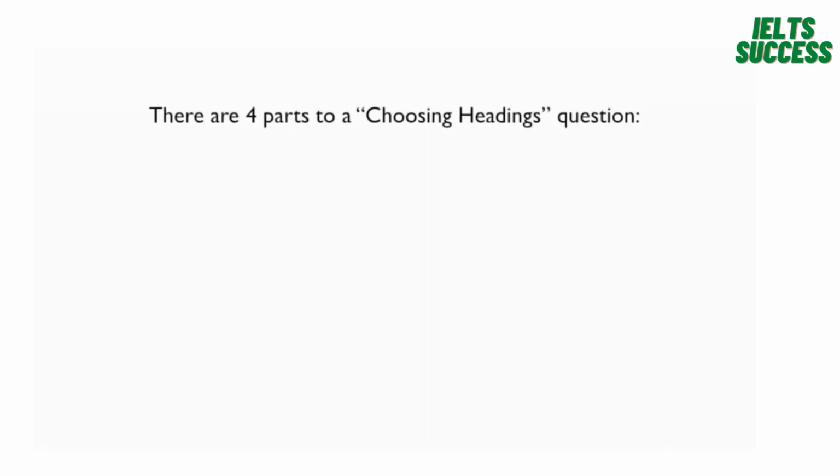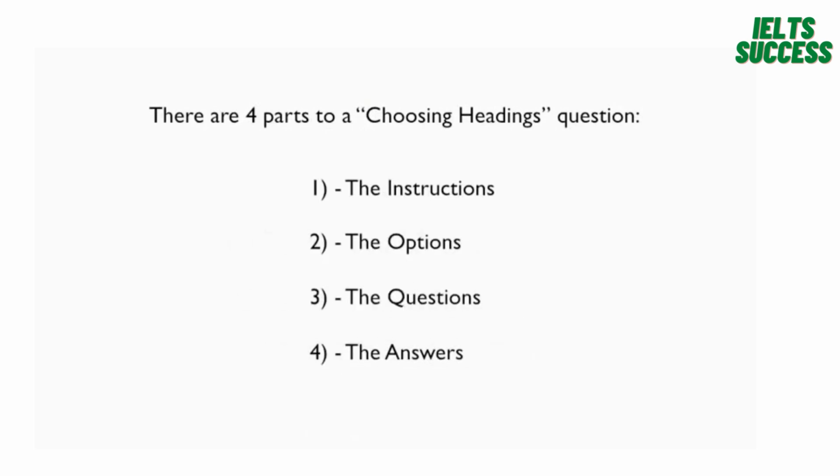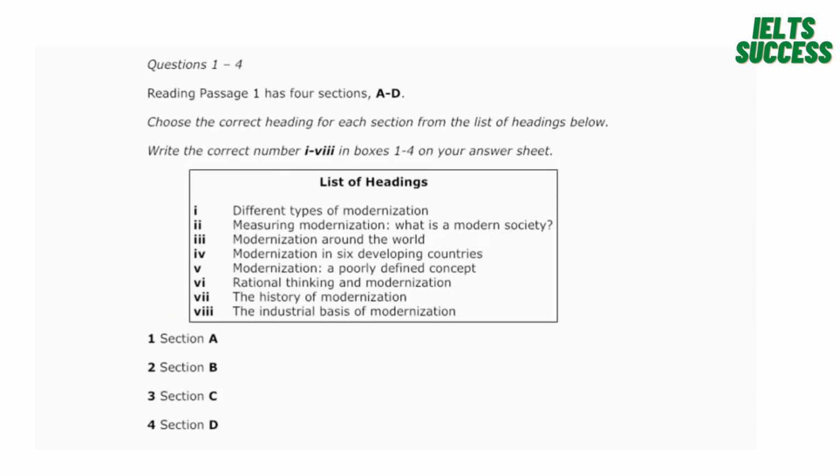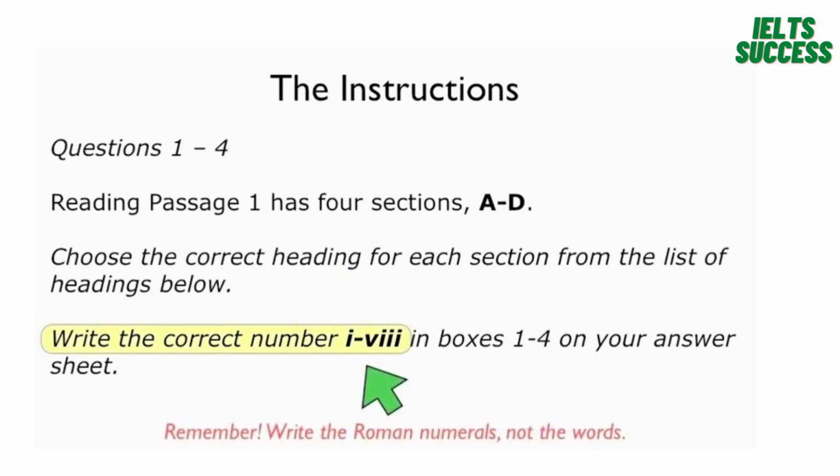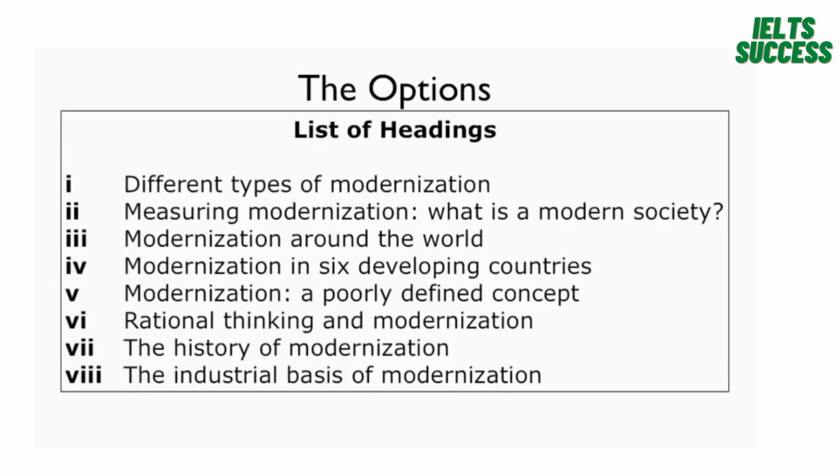There are 4 parts to a choosing headings question: the instructions, the options, the questions, and the answers. This is what a normal choosing headings question looks like. There are instructions, a box with a list of options for headings, and questions beneath that. The instructions clearly lay out not only what you do, but what you have to write on the answer sheet. For a choosing headings question, you'll have to write Roman numerals on the answer sheet, not the words used in the title. Then you have the options.